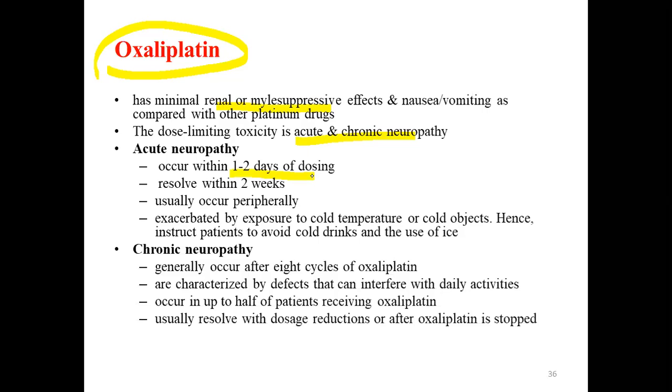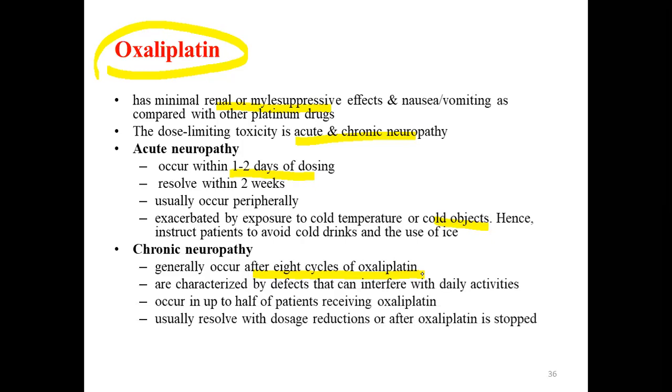Then exposure to cold temperature or cold objects usually exacerbates the neuropathy due to oxaliplatin. So what do we do? We have to give our patients proper instruction to avoid cold exposure, proper dressing, and even avoid cold drinks, which is very important. Then in the chronic management, it usually occurs after 8 cycles of oxaliplatin. So chronic neuropathy occurs usually after 8 cycles of oxaliplatin.